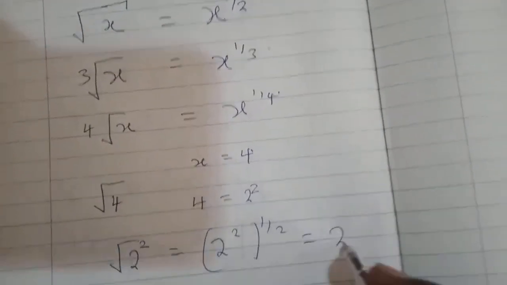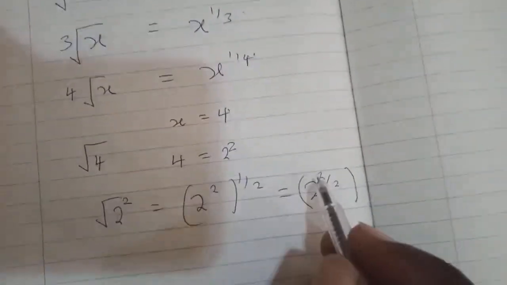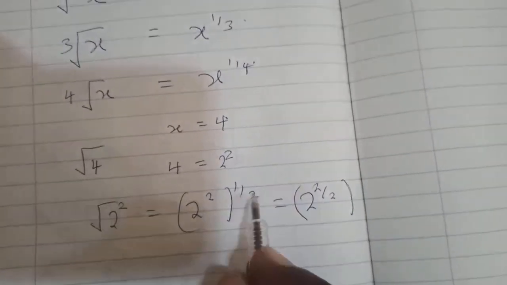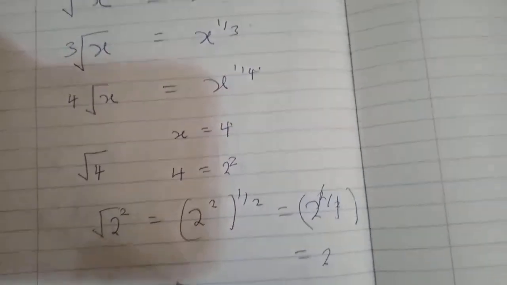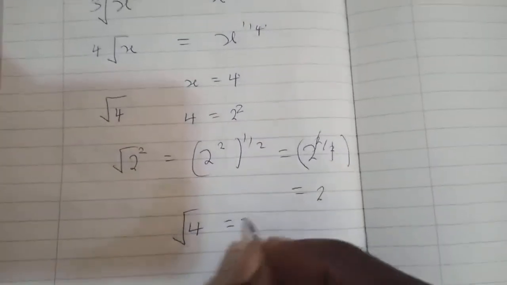This equals 2 raised to the power of what? 2 over 2, because 2 times 1 is 2. Then we have 2 under this, and the 2 goes with the 2. Therefore, we have 2 here. Therefore, root 4 is equal to 2.